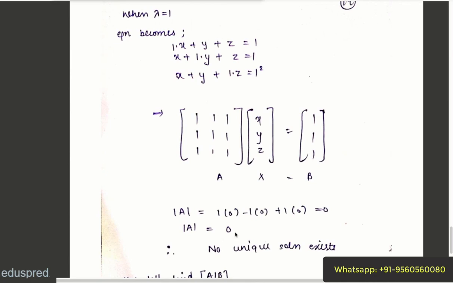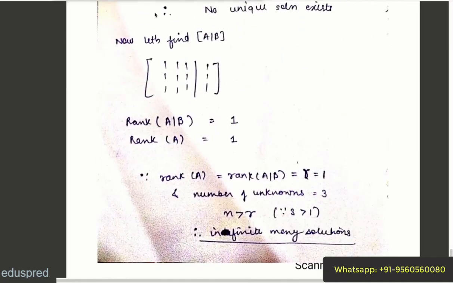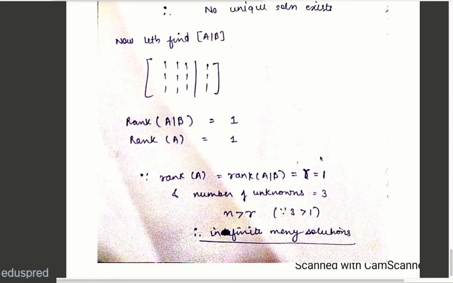Now let's find if the solution exists or not. To do that, we have to find the rank of A augmented B and the rank of A. Now the rank of A augmented B is 1 and the rank of A is also 1. And the number of unknowns is 3, that is X, Y and Z. Now your number of unknowns is greater than the rank. Therefore, you have infinitely many solutions. Thus when lambda is equal to 1, you will have infinitely many solutions.